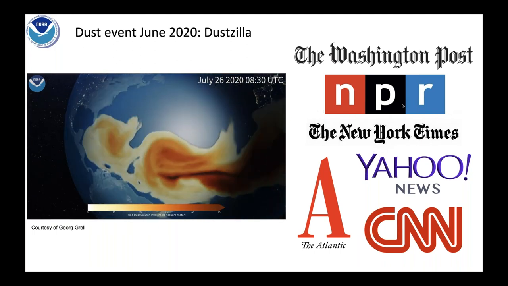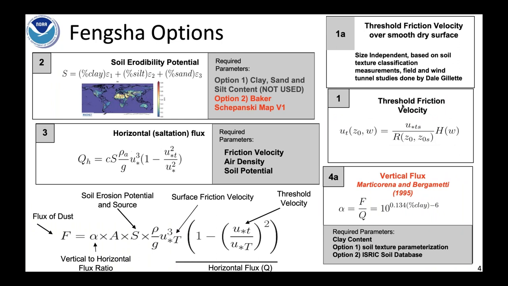So what is the Fengsha dust emission scheme? This is a busy slide, but I want to draw your attention to the bottom left equation. That's essentially the entire scheme in one neat little package. It's essentially just the horizontal flux times a source term times the vertical to horizontal mass flux ratio. But what makes Fengsha unique is how we set our threshold velocity. Most dust schemes set their threshold velocity based on a knowledge of what the size distribution of the soil particles are.